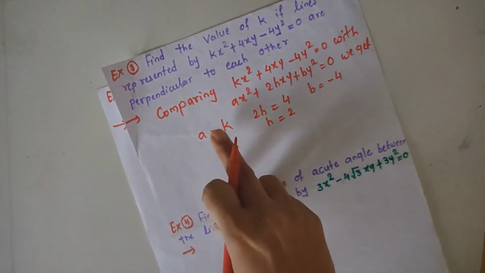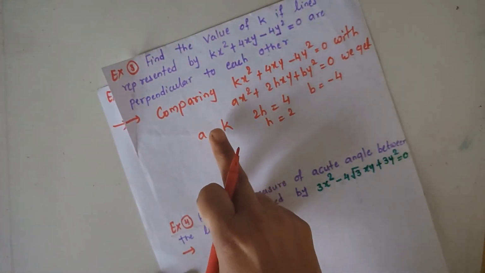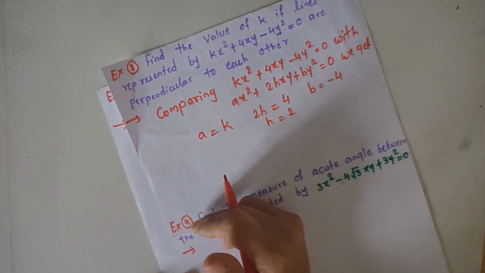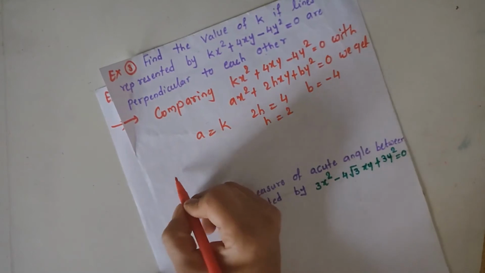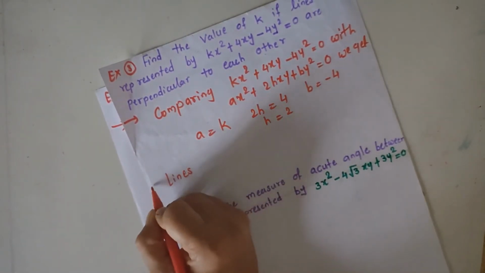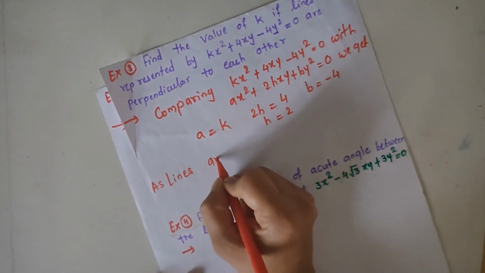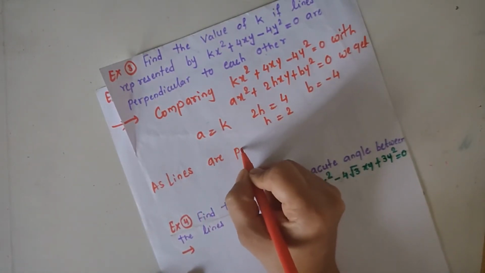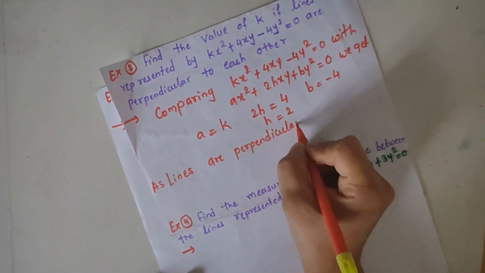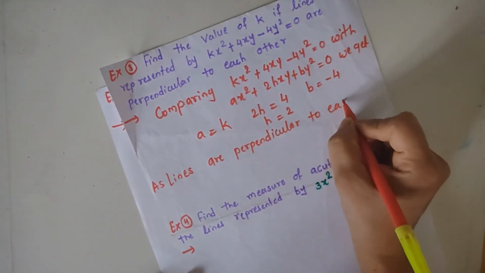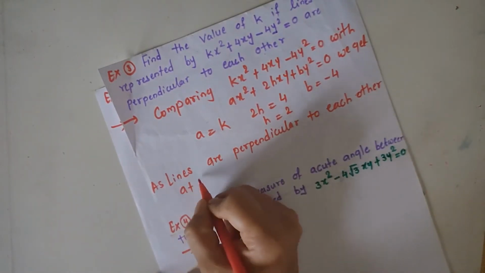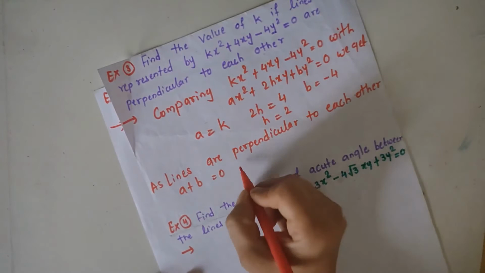Here it is already given that the lines are perpendicular, so we have the condition a plus b is equal to 0. So the lines are perpendicular to each other, a plus b is equal to 0.